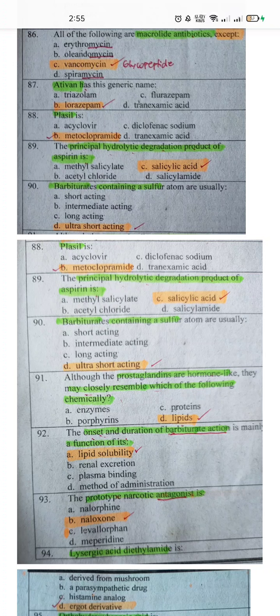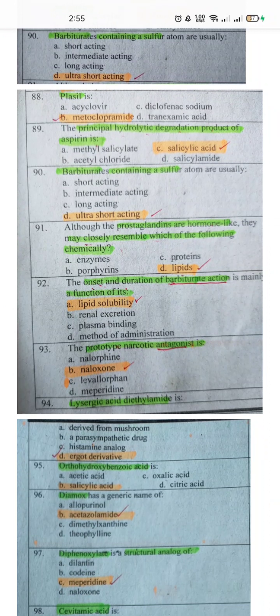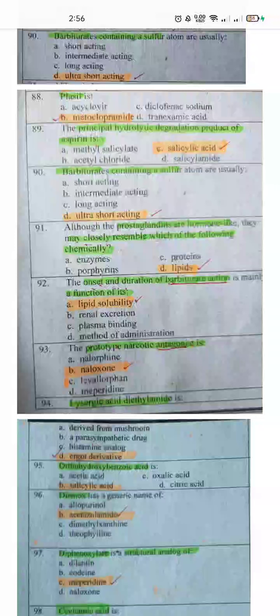Number 94. Lysergic acid diethylamide, or LSD, is an ergot derivative. It does not occur in nature, but it is prepared by semi-synthesis, and it is derived from ergot, or the dried sclerotium of Claviceps purpurea. The scientific name of ergot is Claviceps purpurea.